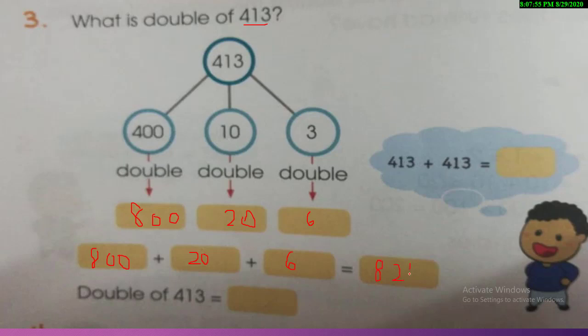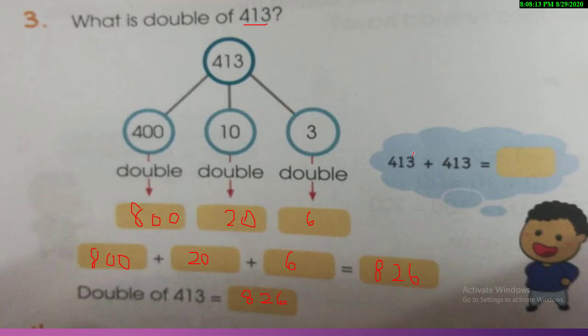826. Very easy. Yes. So the double of 413 is 826. They even give you another thing that you can check your answers by adding these two numbers together, but your answer will be same.